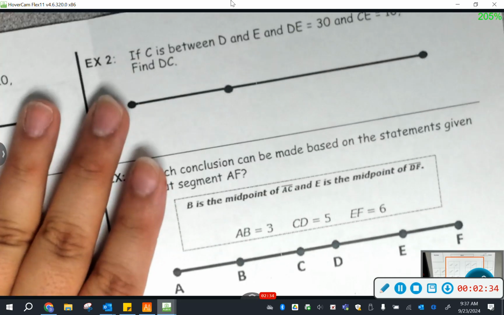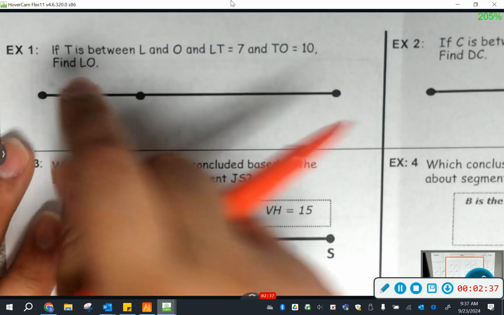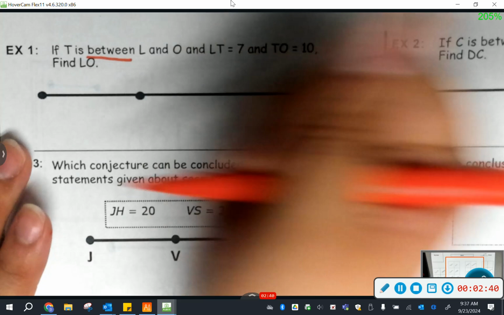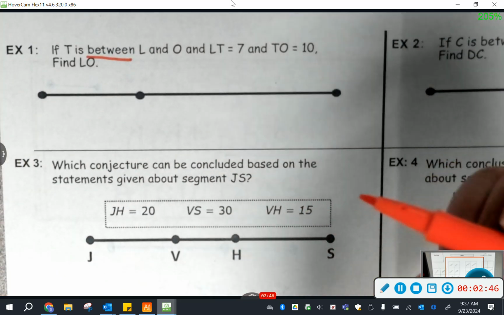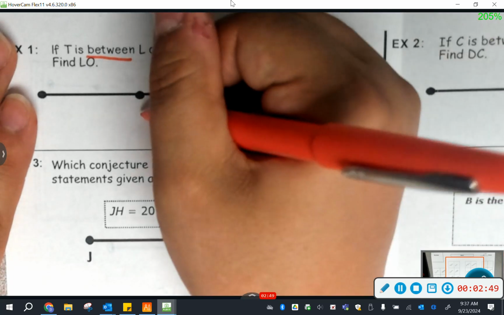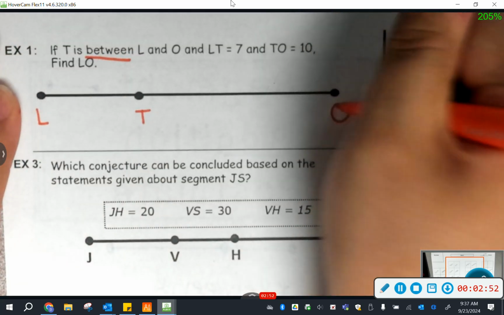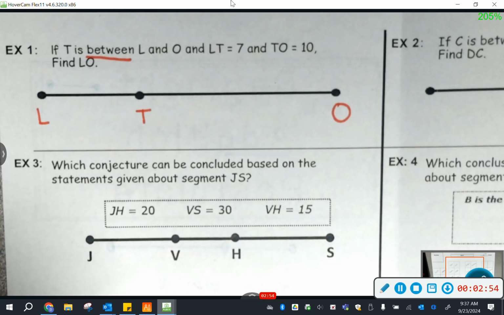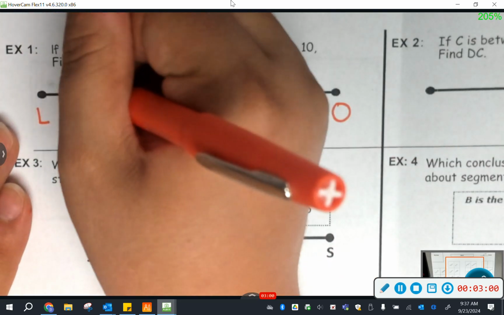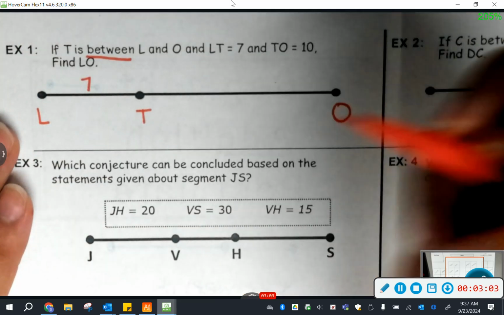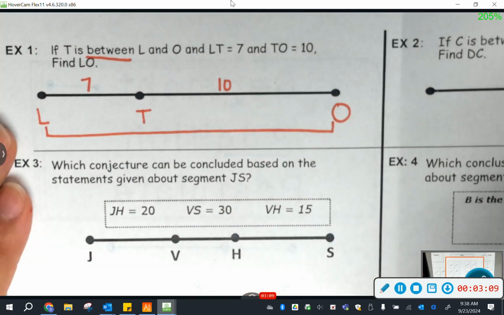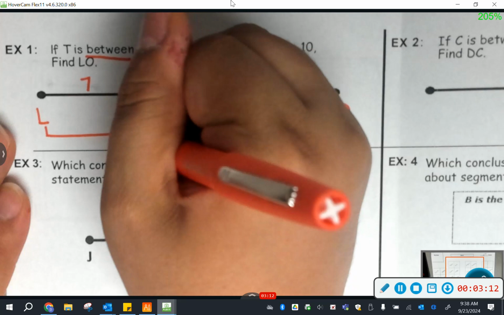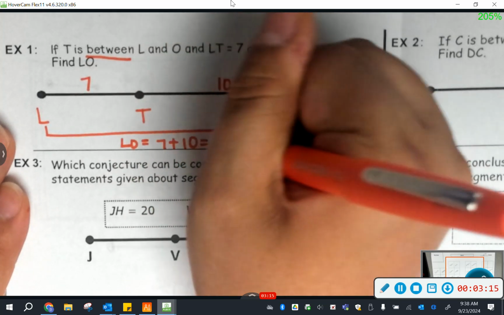Now, example one says if T is between L and O. Part of your test, you're going to have to label these segments. So where am I going to put T? In the middle, between L and O. It doesn't matter what order, but I'm going to put it in the order that it says. Write that down, please. T is between L and O. If LT is 7, so I'm going to put a 7 between L and T, and TO is 10, how do I find LO? Add them. 7 plus 10 is 17.